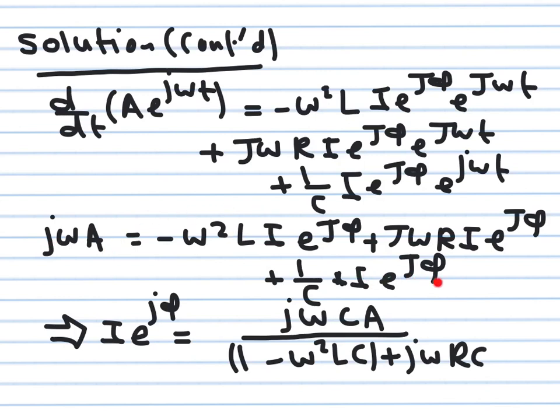take I e to the j phi out, and then you divide this, what we'll end up having. So this is telling you something very interesting. I don't know I, the amplitude of my current. I don't know phi, the phase of my current. But I know omega, the angular frequency of the source.